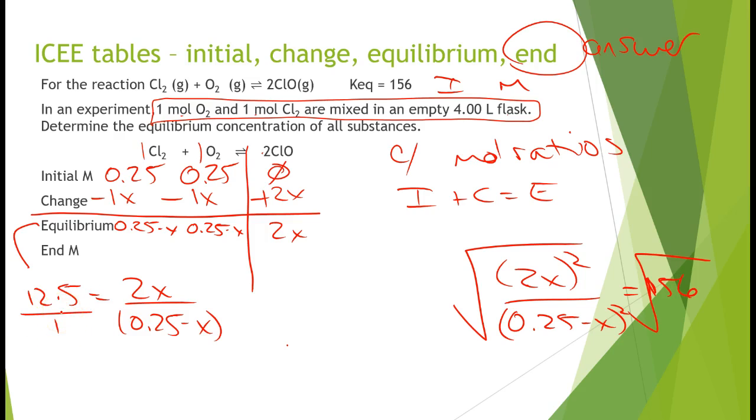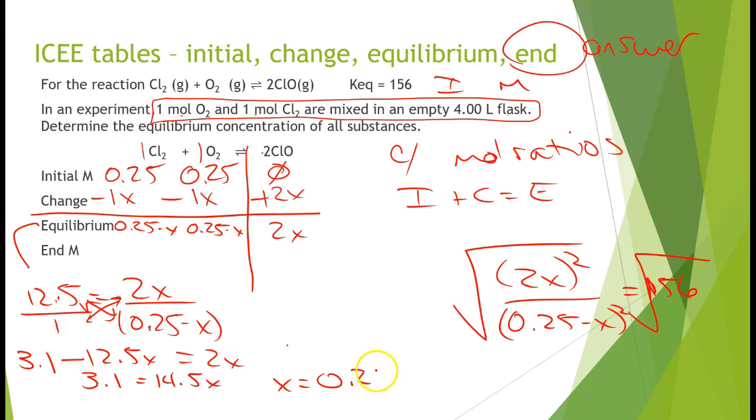Okay, it's a little challenging, but I'm going to cross multiply here. On the right hand side I'll have 2x. When I do 12.5 times 0.25, my calculator says 3.1, so that's this and this. And then I'm going to multiply 12.5 times negative x, and I get that. I'm going to add the 12.5x over, so I get 3.1 equals 14.5x. X ends up being about 0.216.